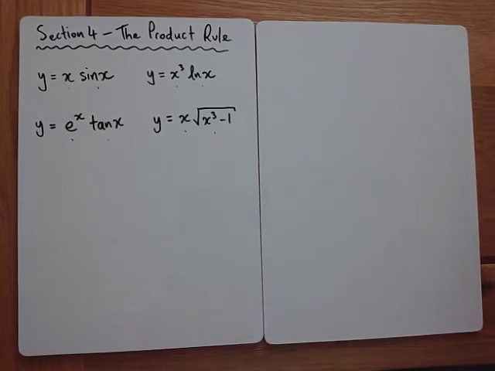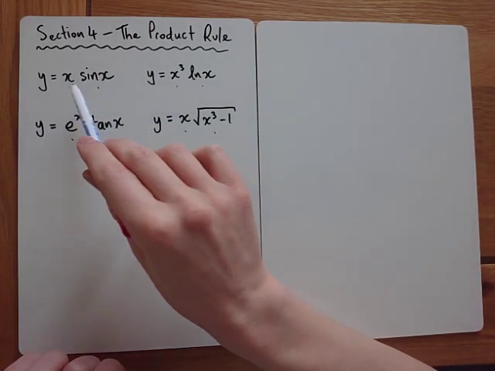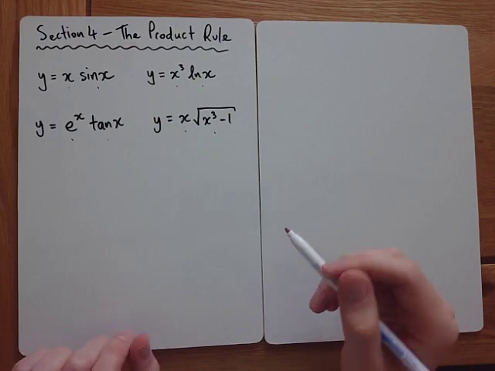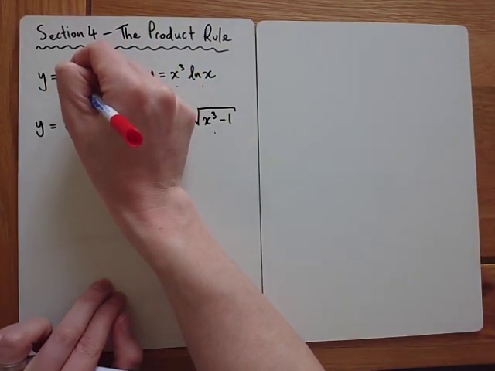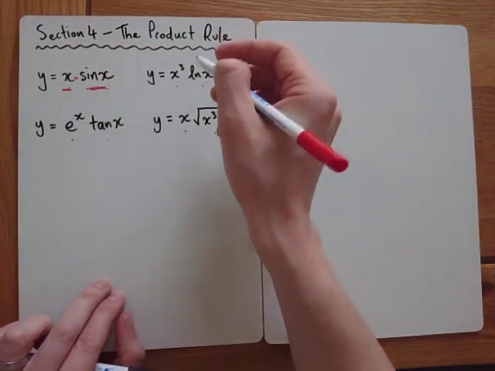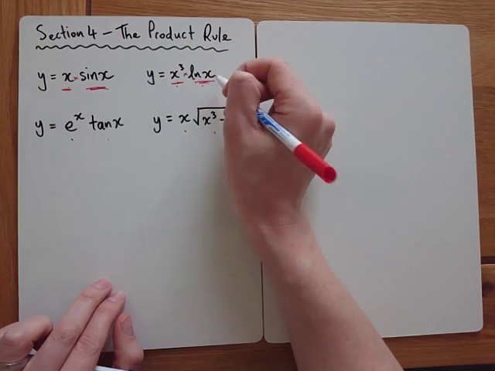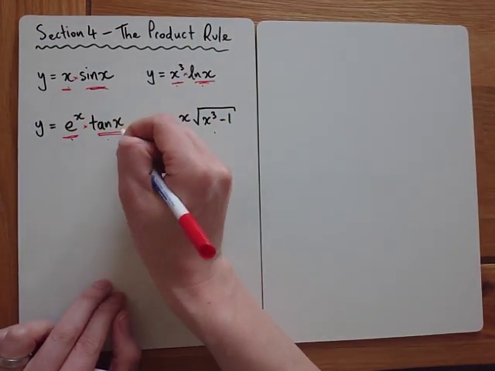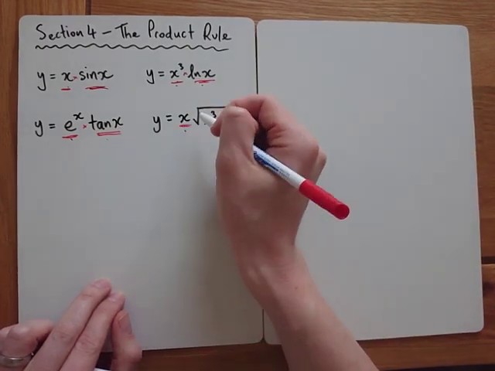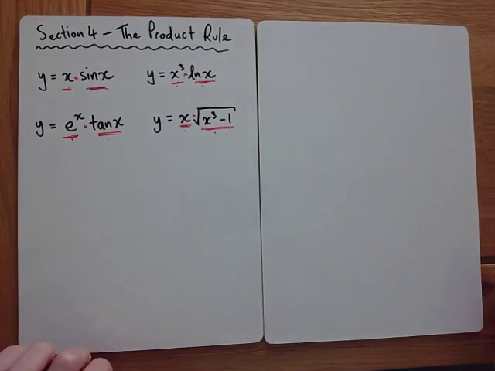Okay, so next we're going to look at the product rule. This is a technique for differentiating if we have two functions multiplied together. So if you look at these ones I've written down, we've got x times sine x, x cubed times ln x, e to the x times tan x, and x times the square root of x cubed minus 1.